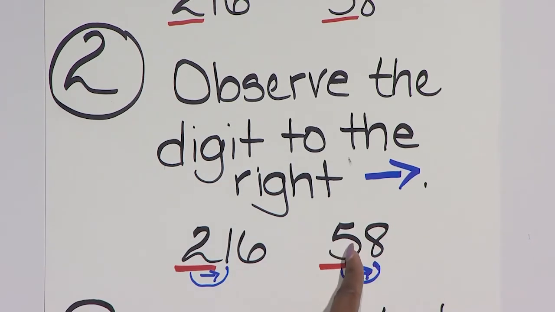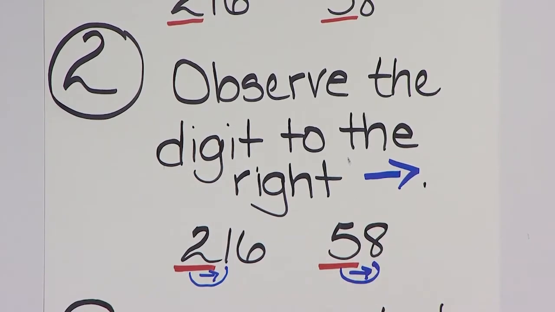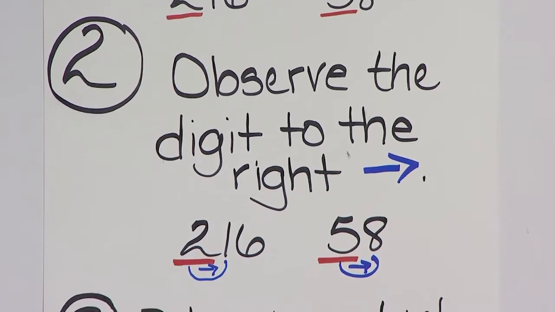Let's look at 58. What's behind the 50? There's an 8. Let's say it one more time. There's an 8. Did I say anything behind it? No. So what place do you think that is? That's right. That's the ones place. So when I'm looking at rounding off to the nearest tens, I'm looking at the ones place. All right? Let's look at step 3.